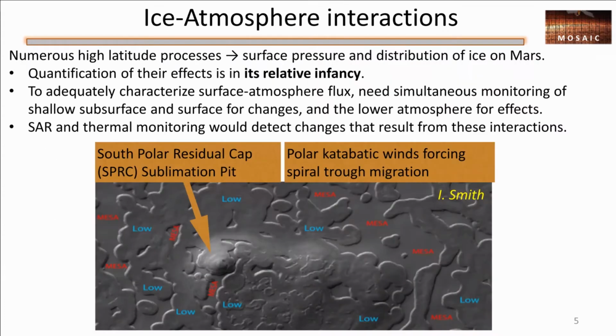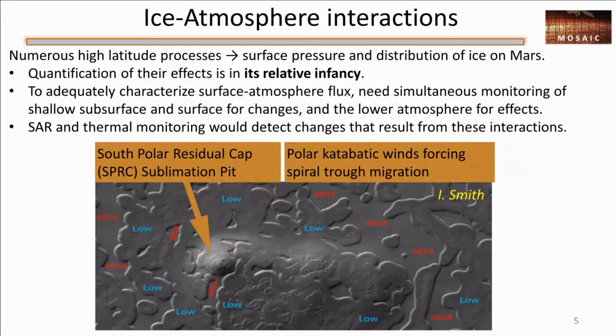Yes, okay. Now, Wendy covered this pretty well, so I'm going to breeze through it and just say that there's a lot that we don't know about the processes that govern surface pressure and ice distribution on Mars, and that we therefore need simultaneous monitoring of shallow surface ice and subsurface ice and atmospheric conditions to understand these processes. And that, as she said, SAR and thermal monitoring would detect these changes that result from these interactions.